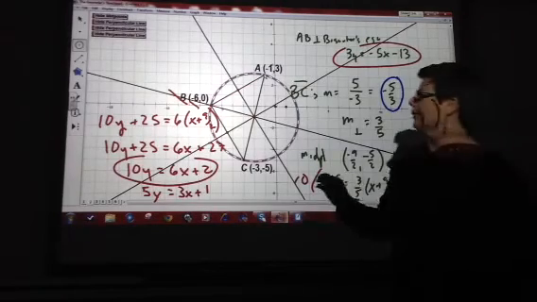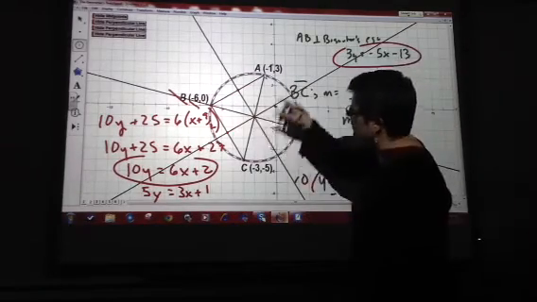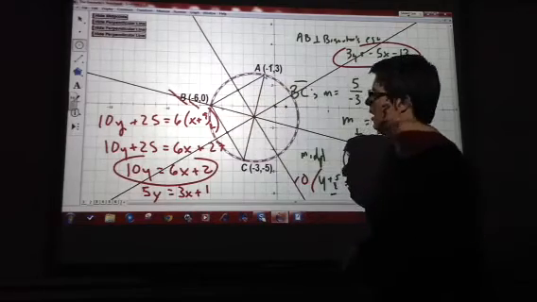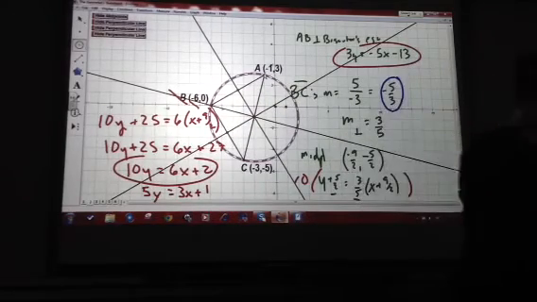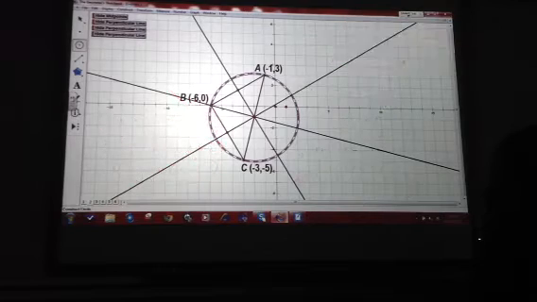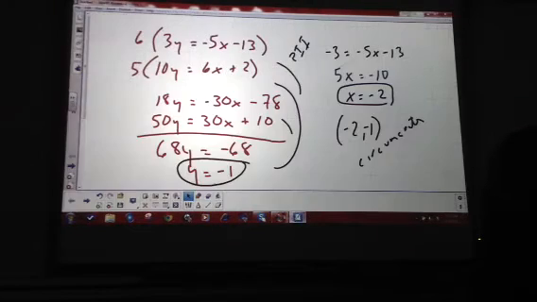Look at that beautiful circle. That's what you're finding. You're finding the center of the circle that will go through all 3 vertices. Well, that was a little complicated. Now we'll go to our third example.